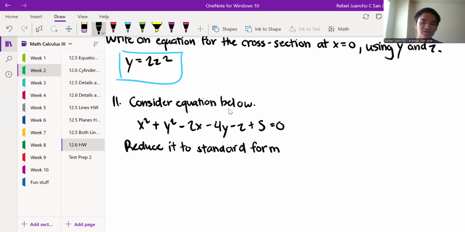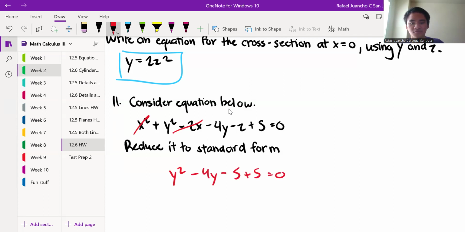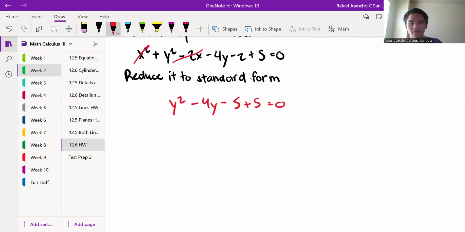Okay, so if we take out the x, let's say we take out the x, what would we get? We get y squared minus 4y minus z plus 5 equals 0. And I mean, we can complete the square, but it doesn't... Did I say minus 5 minus z? Yeah. Now what? Sure. You can definitely complete the square. You can also choose not to.